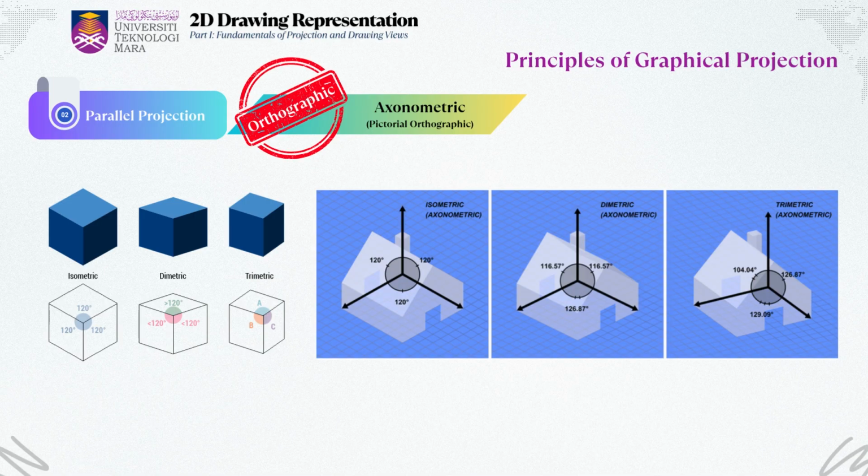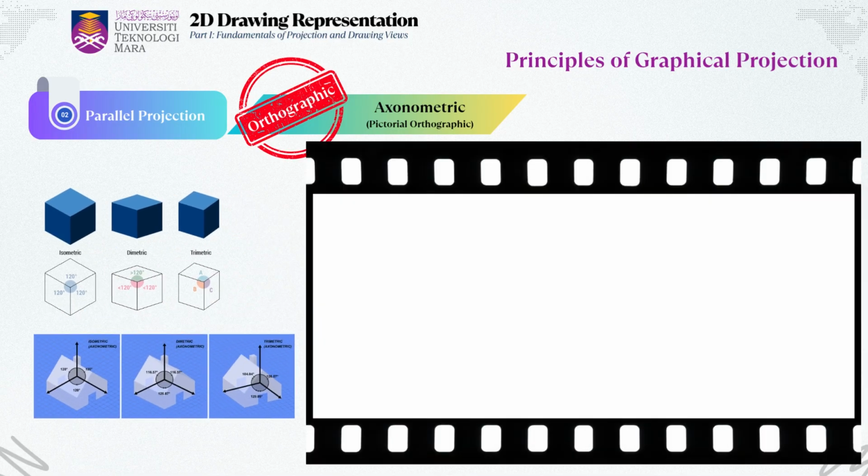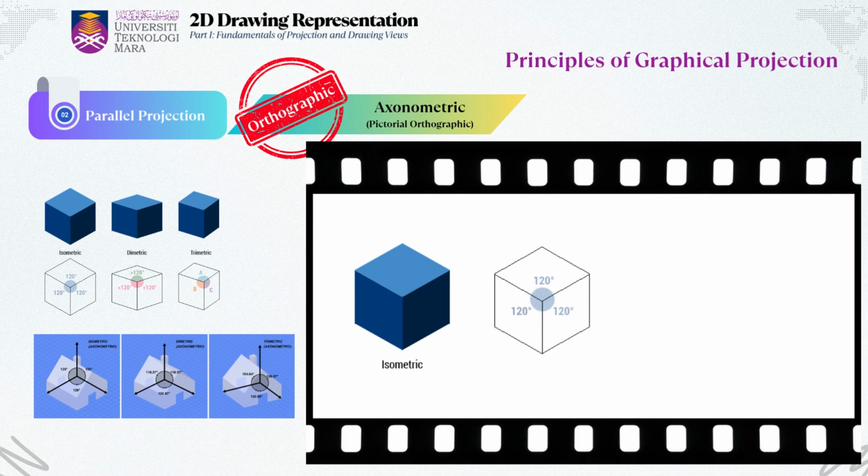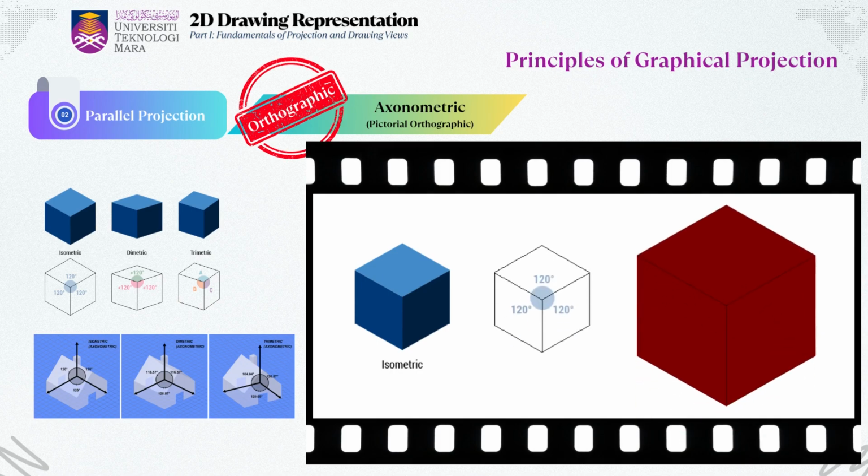Axonometric projection is divided into three main types: isometric, dimetric, and trimetric. These classifications are based on the angles between the projection axes and the varying degrees of foreshortening applied to each axis. In isometric projection, all three axes are equally inclined at 120 degrees to each other. This results in all three dimensions, height, width, and depth, being foreshortened equally. It is the most commonly used axonometric projection in engineering and CAD because it is simple to construct and interpret, while maintaining dimensional accuracy.